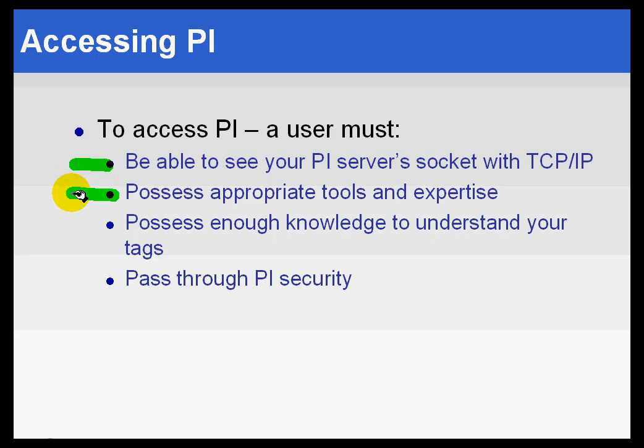You as a user need to have the right tools, and you need to know how to use them. By tools, what we mean is a Pi client application like Processbook or DataLink or an interface or something like that. You need to have enough knowledge to understand your tags. You may have 100,000, 200,000 Pi tags on the system. And if you don't really know what you're looking for, if you don't know any of the tag naming conventions, it's going to be very difficult for you to make any sense of what you see in Pi. So obviously the more you know about tags, the better.